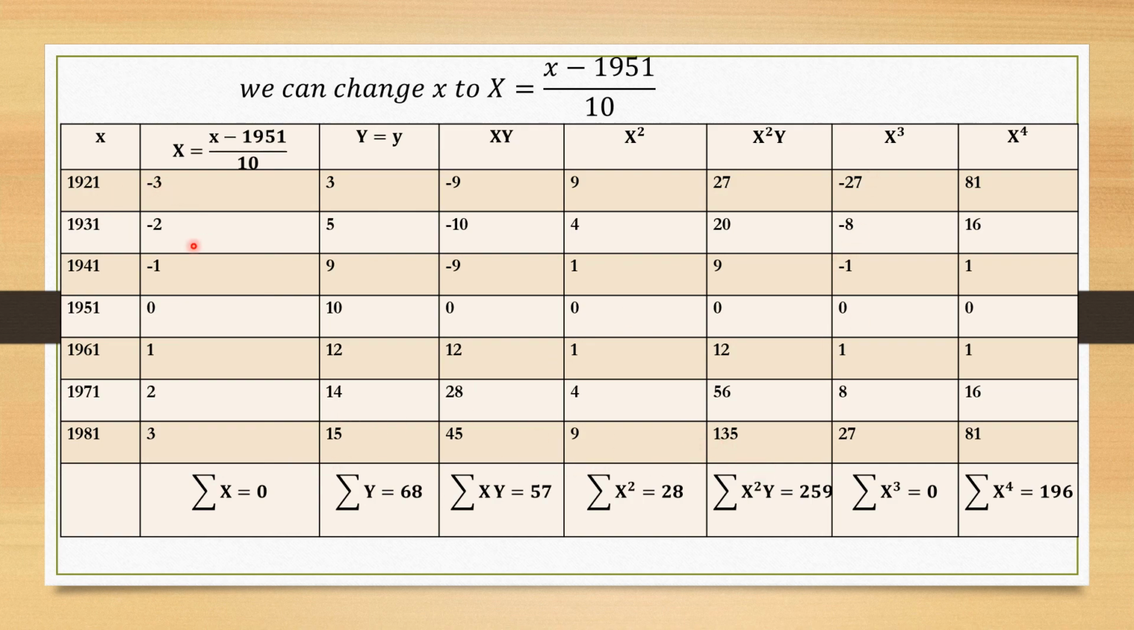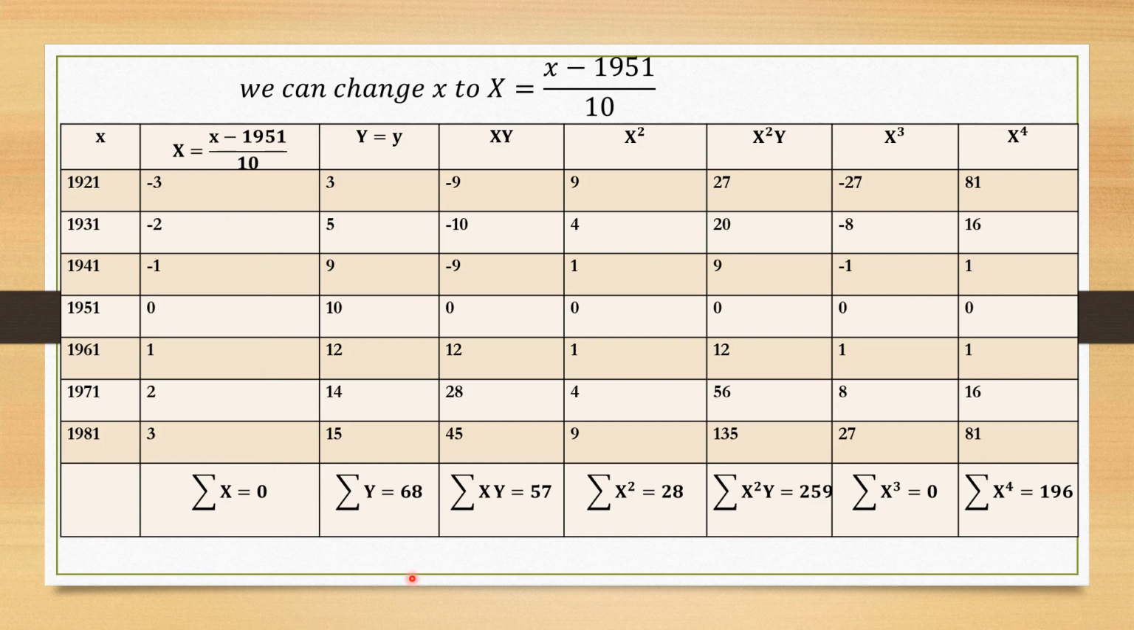Then calculating x cube, cube of these values of capital X. So minus 3 cube is minus 27, minus 2 cube is minus 8, minus 1 cube is minus 1, 0 cube is 0, 1 cube is 1, 2 cube is 8 and 3 cube is 27. Similarly, the x raised to 4: minus 3 raised to 4 is 81, minus 2 raised to 4 is 16, minus 1 raised to 4 is 1, 0 raised to 4 is 0, 1 raised to 4 is 1, 2 raised to 4 is 16, 3 raised to 4 is 81.